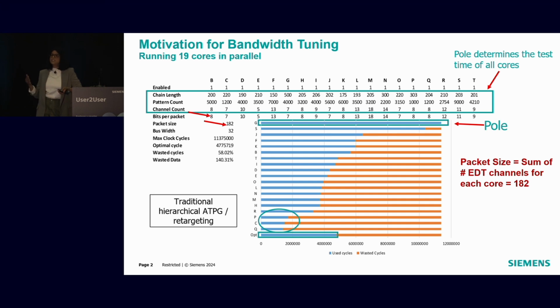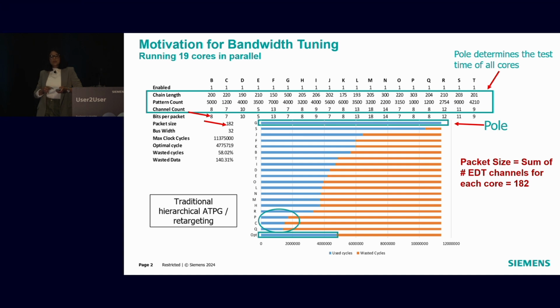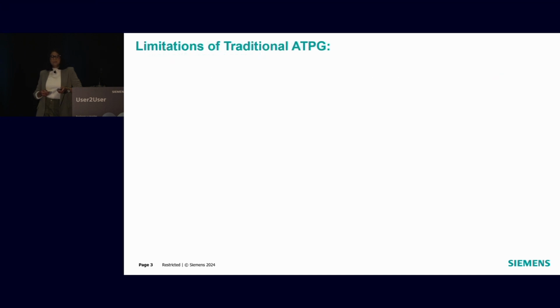So the packet size is 182. I want you to take away this number from the slide before we move on to the next. Now, the limitations that we really figured out, if I go back to my previous slide, here I said core G really becomes your long pole, right? So two terms that I want you to take forward are long pole and packet size here, right?